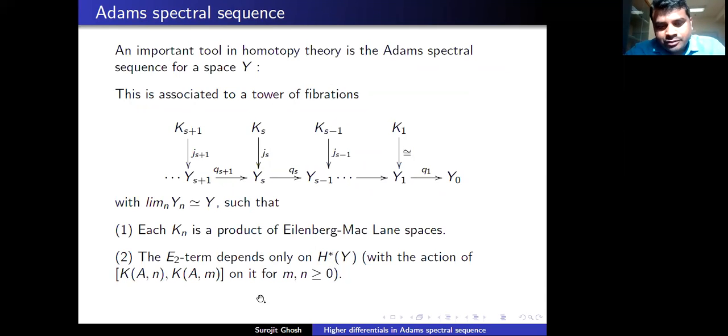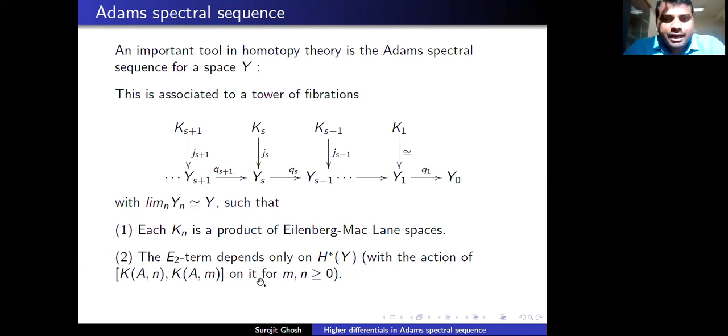So this whole thing gives you the information about the E2 page of this Adams spectral sequence, because we have already seen that the Adams spectral sequence is nothing but a derived functor, an Ext computed over the Steenrod algebra, and this encodes some of the information about the Steenrod algebra. So this whole E2 page is nothing but the cohomology with this additional action. So now the point is, can we make these things more precise? Can we define some gadget that encodes all this data?